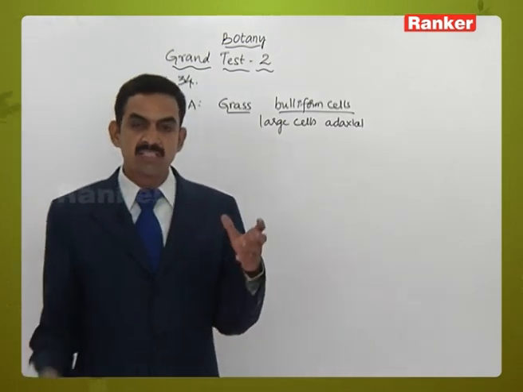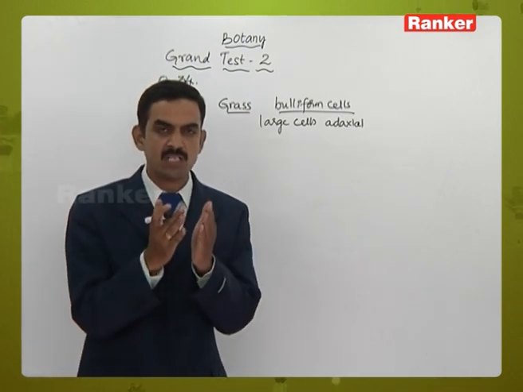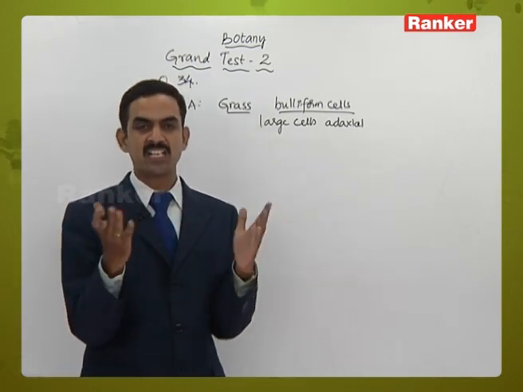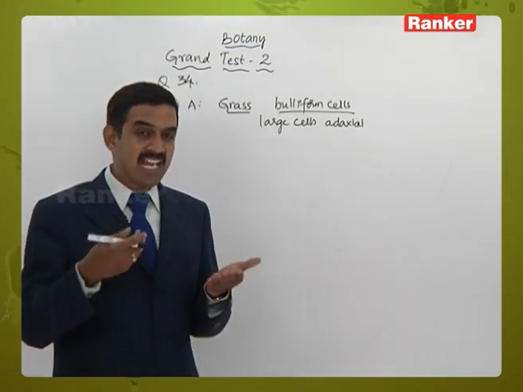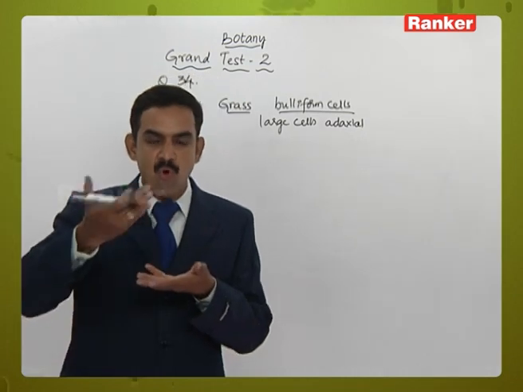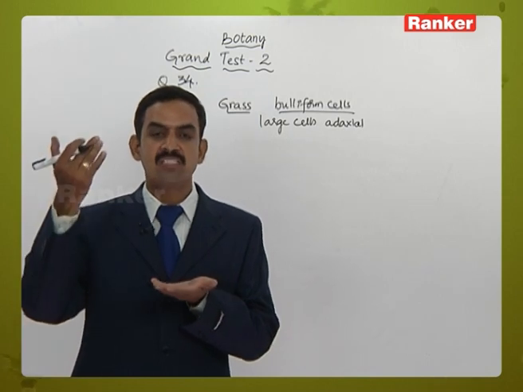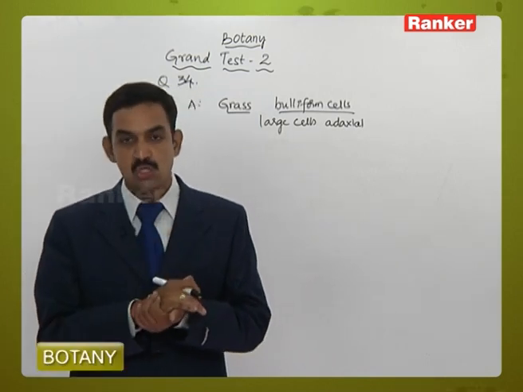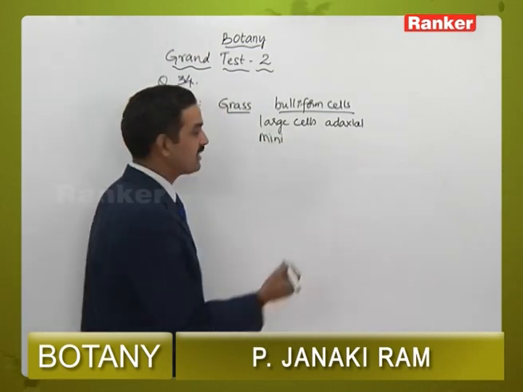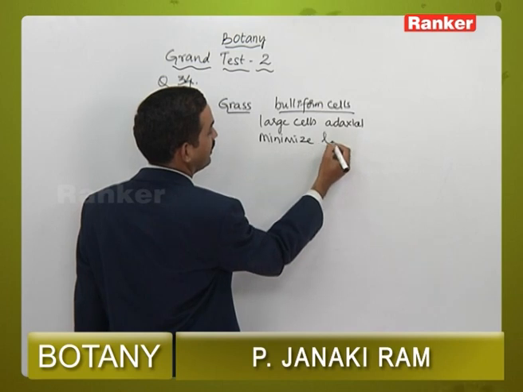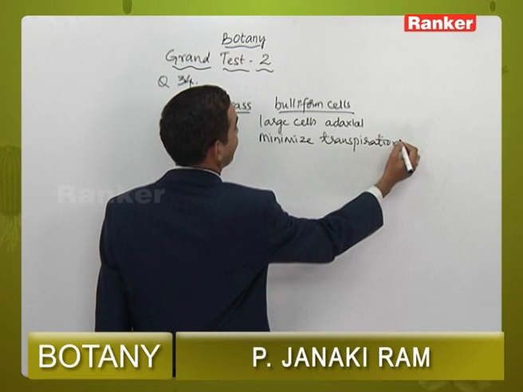What they will do, they will store the water inside them, right? When they are storing the water, they are helping in the rolling, that is, the folding and unfolding of the leaves. When the leaves are folded, what happens? The stomata are not exposed to the sunlight, so they will reduce the transpiration. So they are enabling the minimizing of the process of transpiration. So this statement is correct.